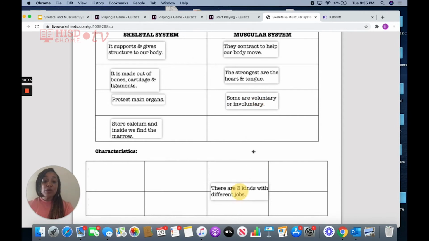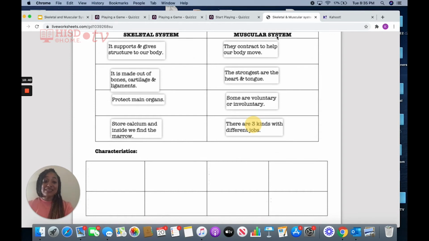So before we move on, let's review. The skeletal system supports and gives structure to our body. It is made out of bones, cartilage, and ligaments. The skeletal system protects main organs and it stores calcium. Remember, drink milk to help your bones.